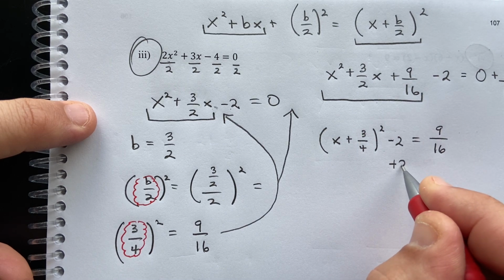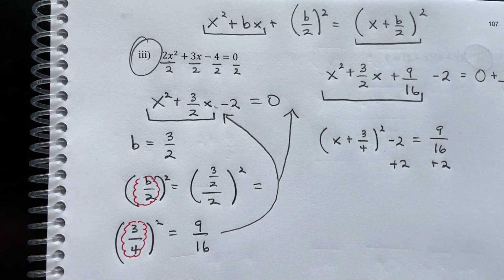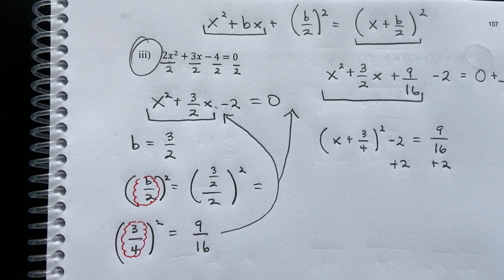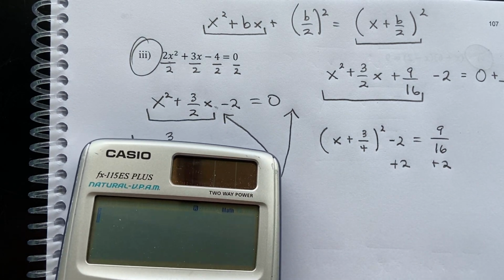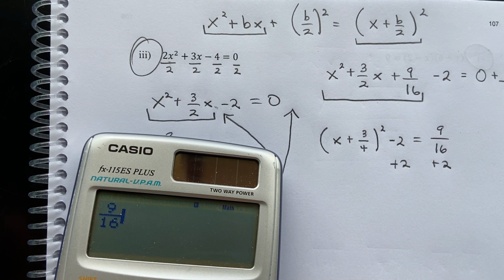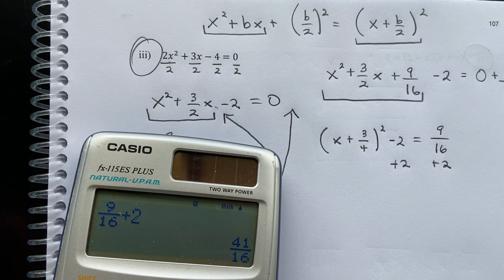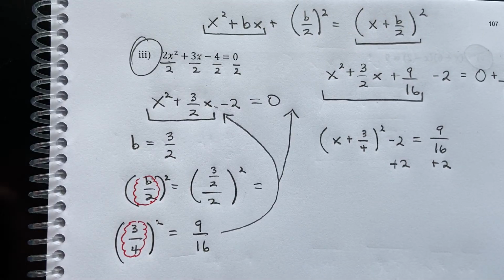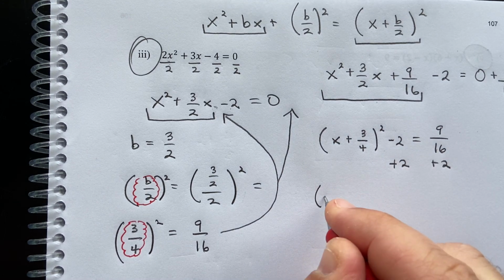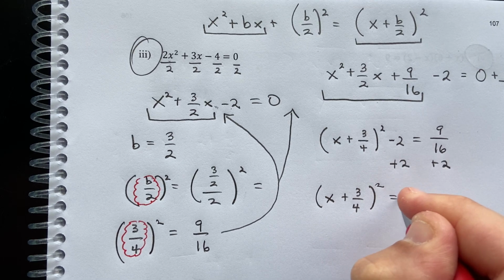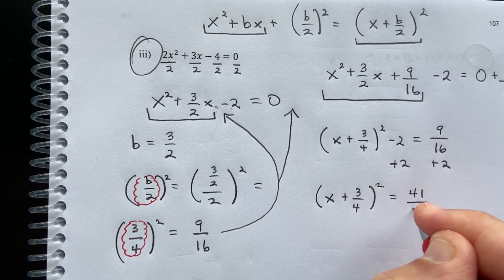So continuing, add 2. We want to isolate this thing that's being squared. Don't forget about your friend the calculator. So 9/16, and then I'm adding 2. I can just quickly do that here. That's 41/16. So I'll have x plus 3/4 all squared equals 41/16.